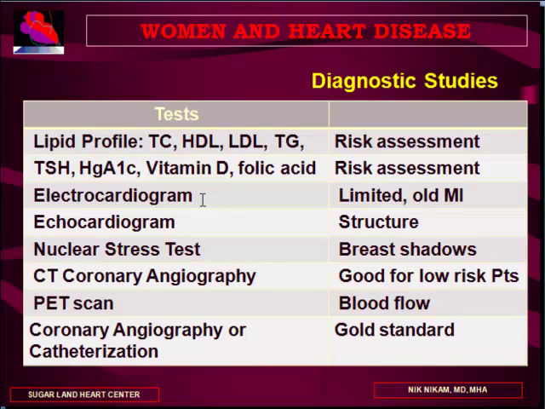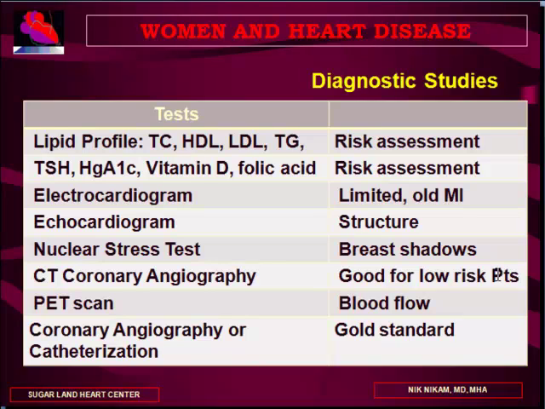Nuclear stress test is extremely useful in ruling out the presence of a significant coronary artery disease. However, in women, breast shadow may overlap the heart, thus creating artificial defects which may interfere with the interpretation of the results. Coronary CT angiography is a very useful tool in women with low risk factors to rule out coronary artery disease. If the CT coronary angiography reveals normal coronary arteries, then the risk of a significant heart disease is less than 2%.